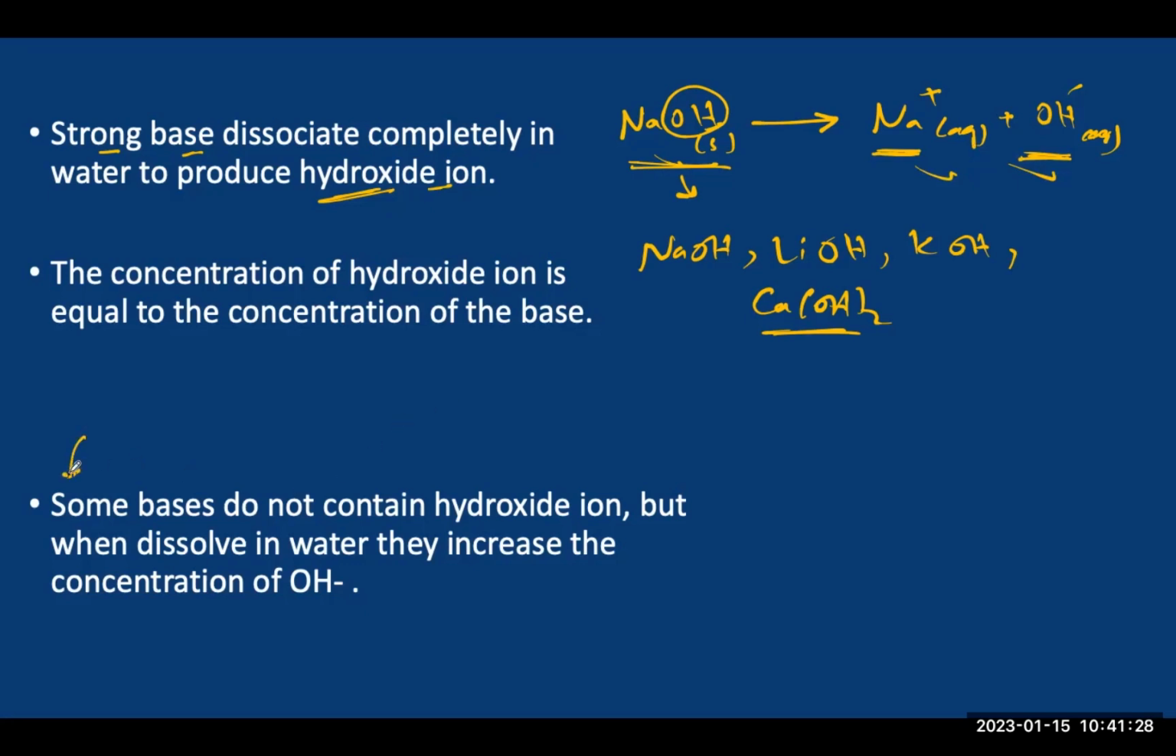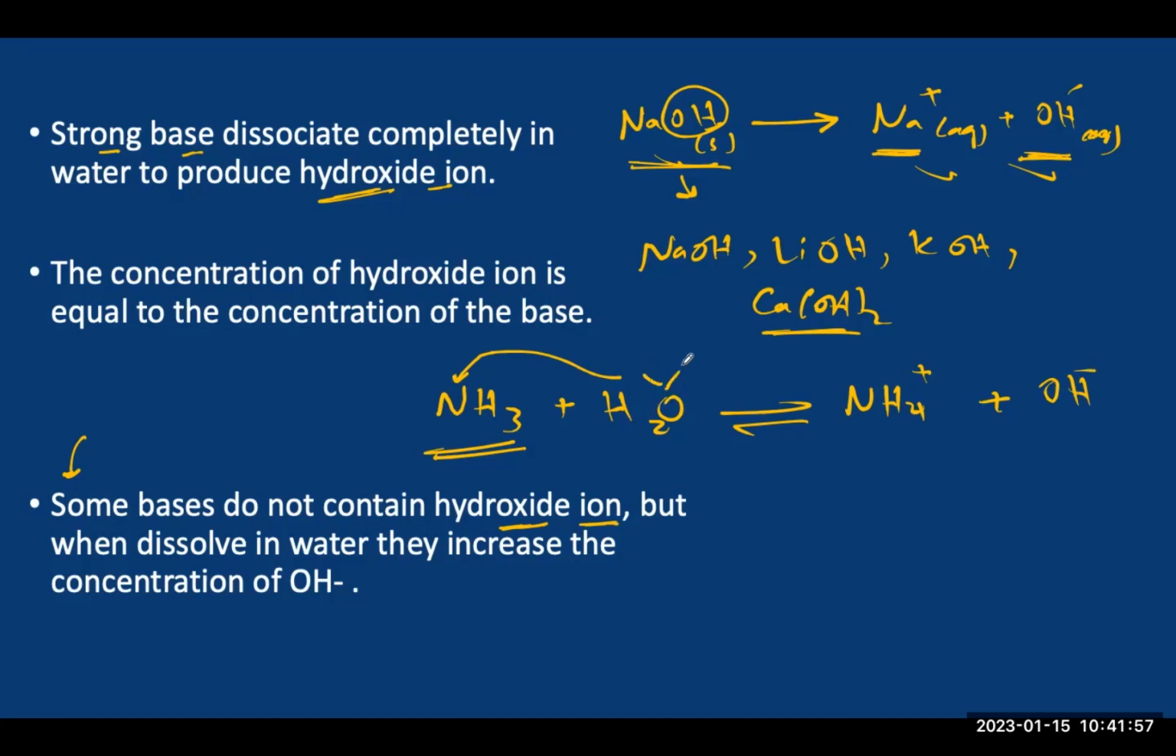What about weak base? Weak bases don't contain hydroxide ion. But when they dissolve in H2O, they will produce hydroxide ion. Like NH3: this one doesn't contain hydroxide ion, but when dissolved in H2O, according to Bronsted-Lowry, it will attract the hydrogen ion, so it will form NH4 plus and OH minus, because we know that H2O is OH minus and H plus. When it takes the H plus, we will have OH minus. So according to the dissolution process, dissolving this in H2O, it will form hydroxide ion. That's why we say that the solution of NH3 will be a basic one.